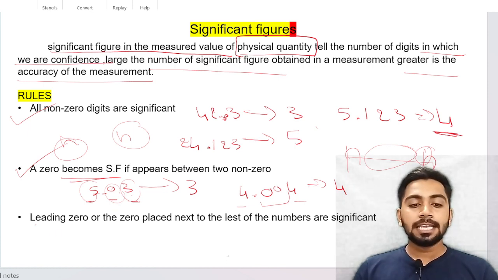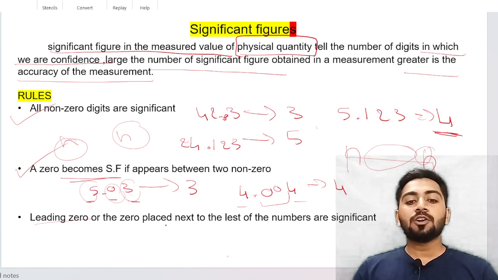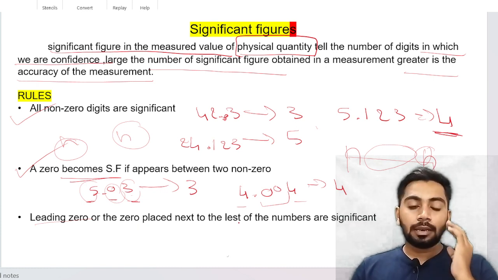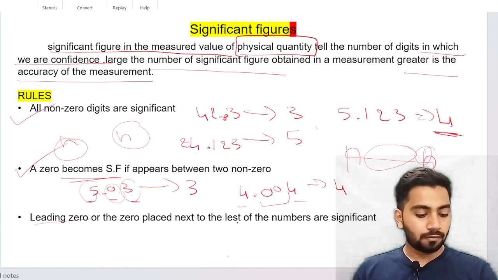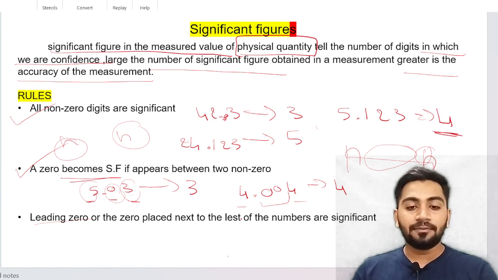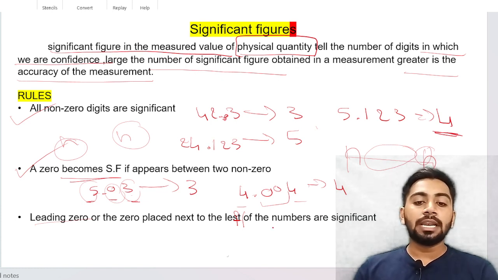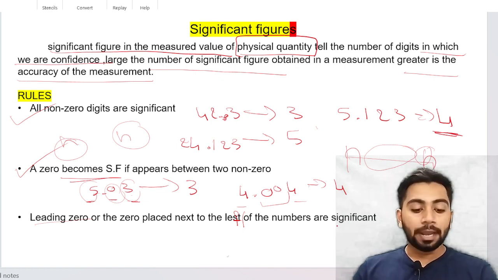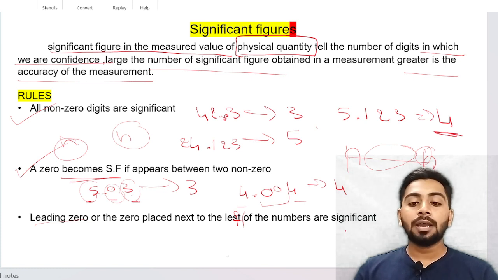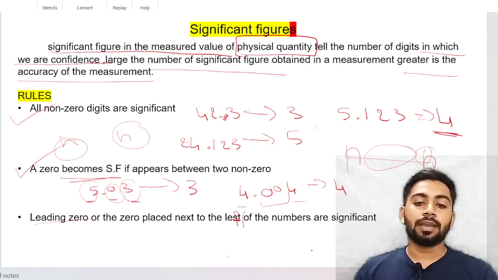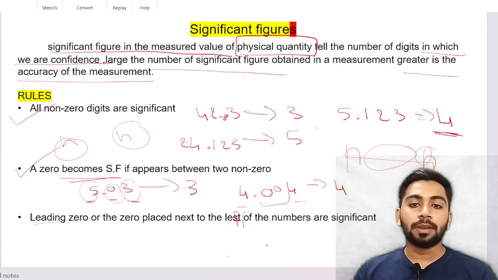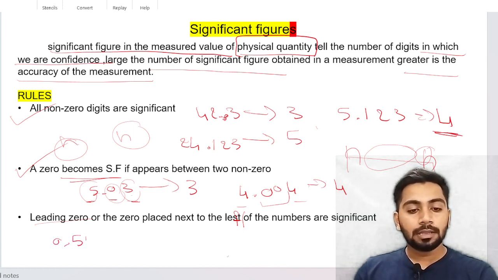Now the third rule: a leading zero, or a zero placed next to the left of a number, is not counted. Once again, a zero placed next to the left of the number. Now see, if I have this kind of thing.